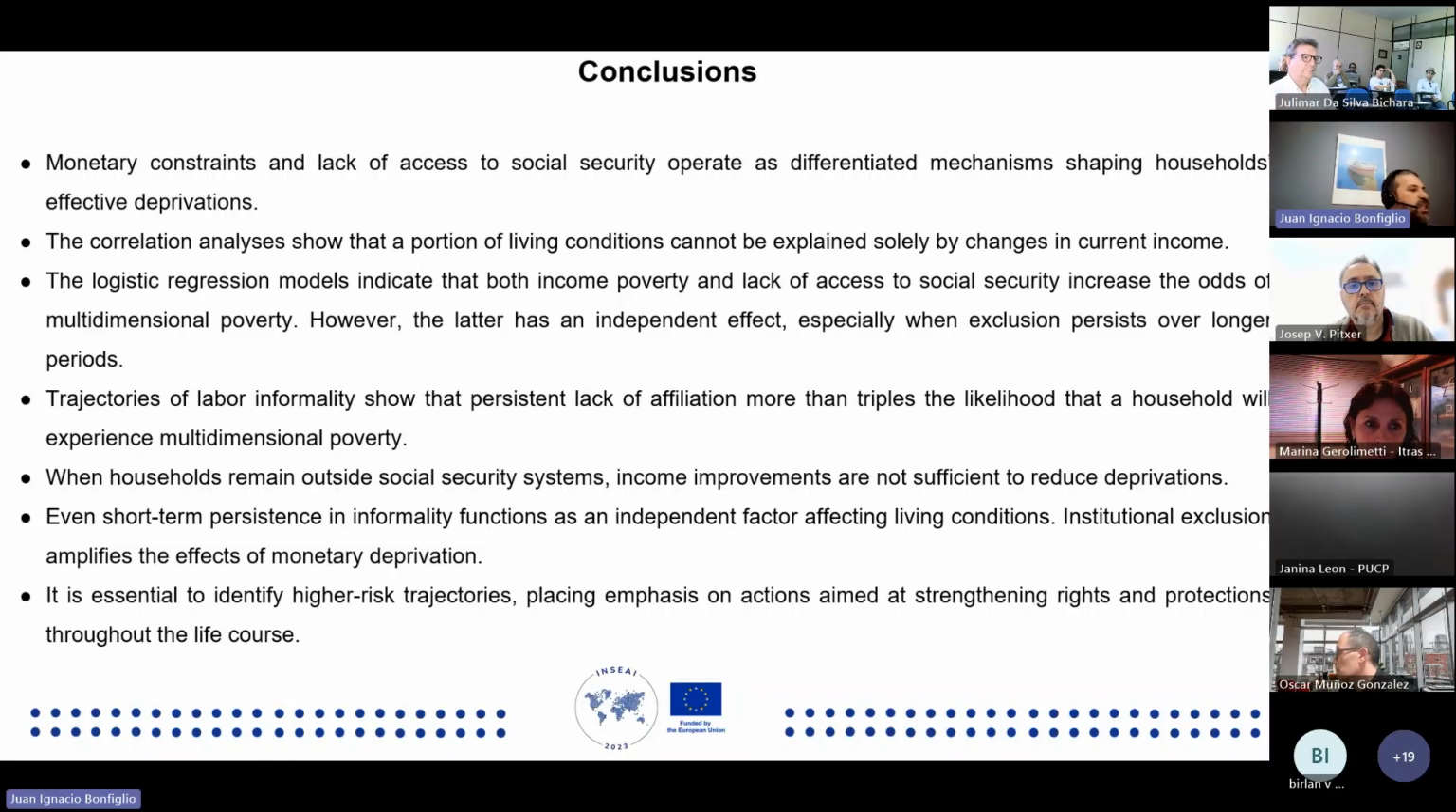Conclusions. Multidimensional poverty is linked to problems that go beyond deprivation of current income. Monetary constraint and exclusion from the social security system operate as different mechanisms. Logistic regression models allow for a more precise decomposition of this mechanism, while income recovery is essential for expanding well-being and reducing persistent inequality gaps. Progress in coverage, expansion, and improvement of the social protection system is equally crucial. Strengthening the system helps establish foundational citizenship floors within a framework of equality.